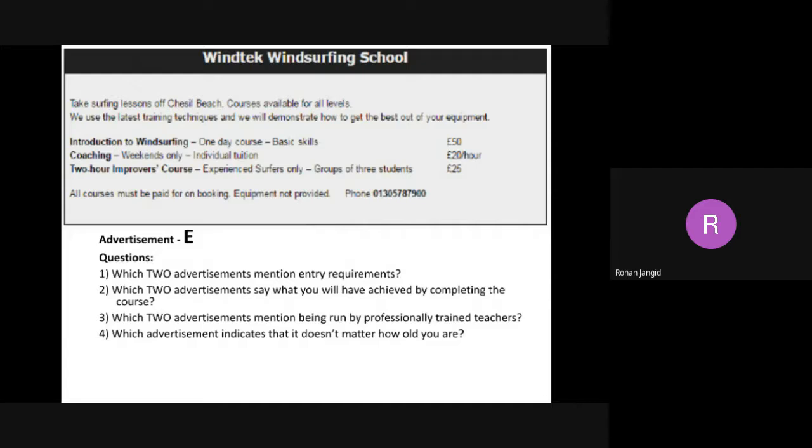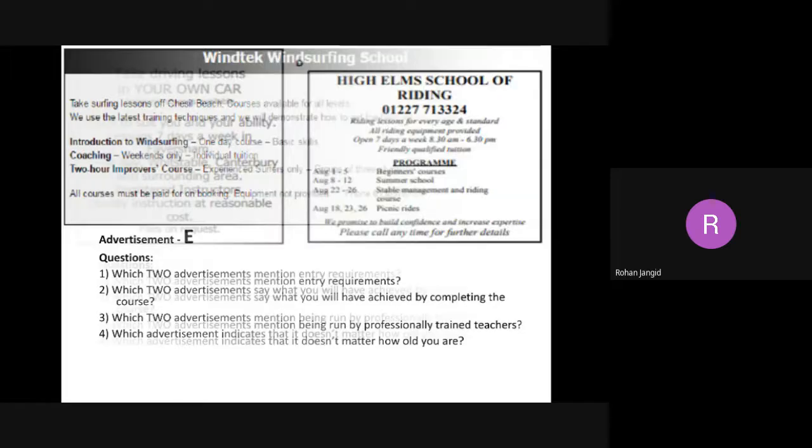To get the best out of your equipment, you have to get your equipment. That is the requirement, the entry requirement here. Right? So it's E, to get the best out of your equipment. Okay, why A? Who said A?